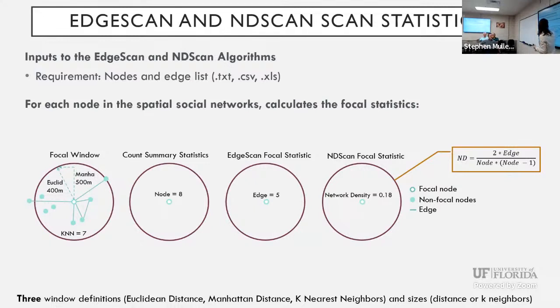Normally in our focal statistics, we would calculate the number of nodes. With edge scan, it's very simple. We just calculate the number of edges between there. It's a very simple, quick computation. And then for network density scan, we calculate the number of edges that are present divided by the number of possible edges. So we say, hey, did you get a link there or not? We wanted to implement these in a couple of different ways and find out whether they were viable.